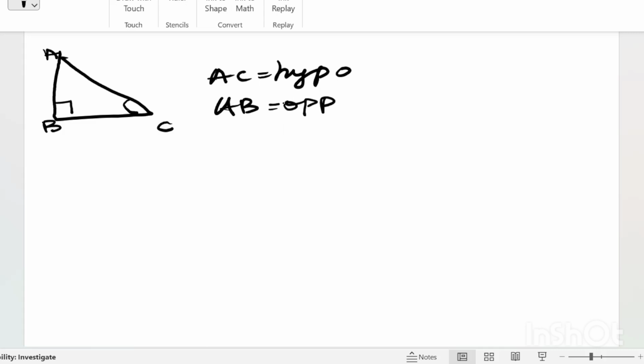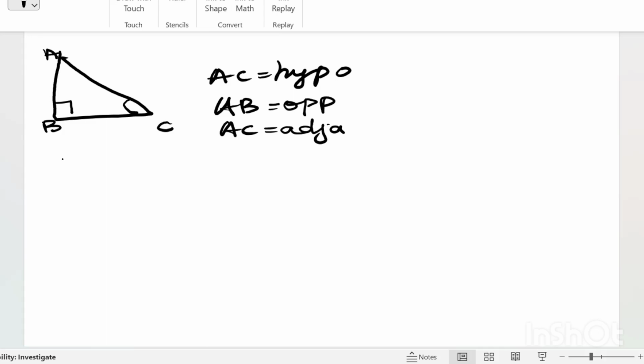Now tell me which is the adjacent side. So the adjacent side is BC. This adjacent side will be having both this 90-degree and this theta. Okay. Now let's see some formulas.